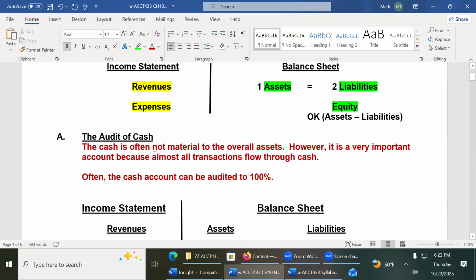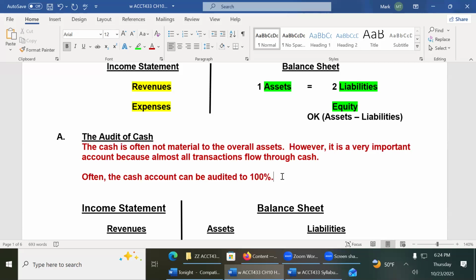A lot of times they get 100% of everything that's in the cash account, which is not true of a lot of accounts. You get bank statements. Bank statements come from third parties. It's good evidence, and so when you get these bank statements, you can prove out their cash.